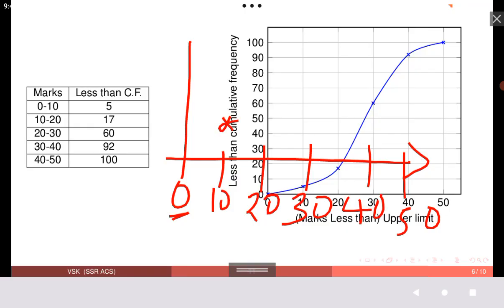Corresponding to 20, at a height of 70, we'll mark a mark. Corresponding to 30, at a height of 60, we'll make a mark. Corresponding to 40, at a height of 92, we'll make a mark. And corresponding to 50, at a height of 100, we'll make a mark.